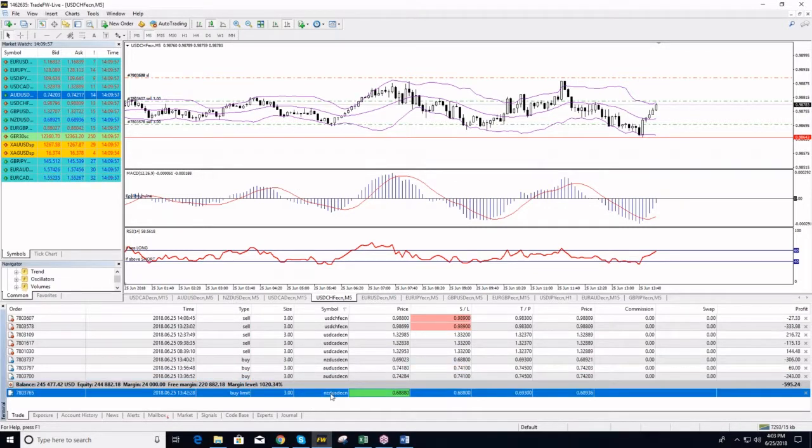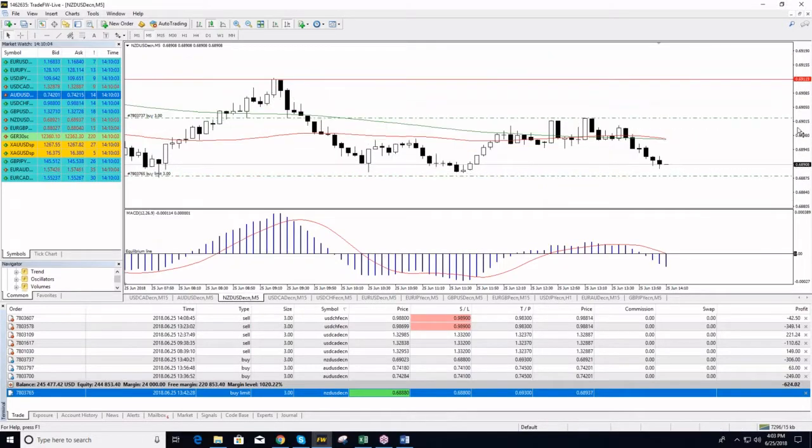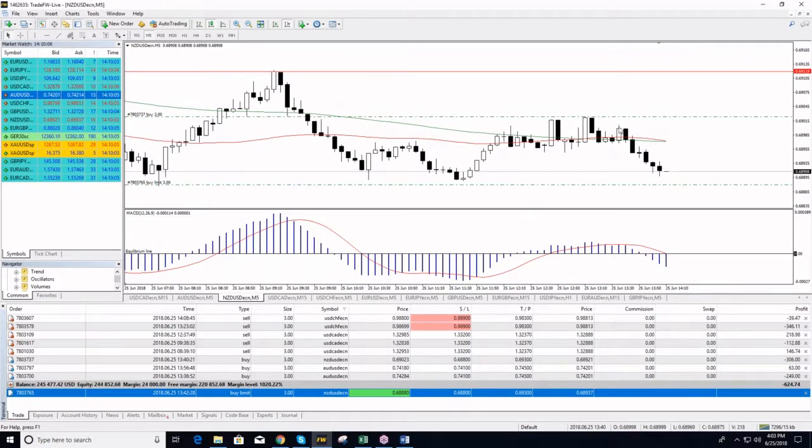We also have one more pending order, buy limit, New Zealand USD is getting there. We want this decline to be reversed, and we believe that it will be reversed.